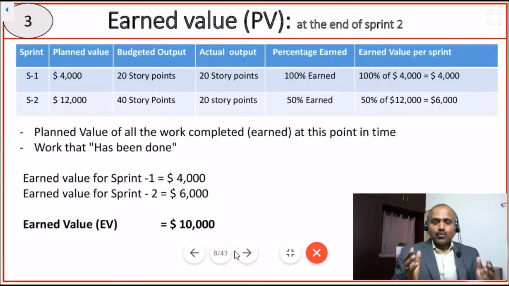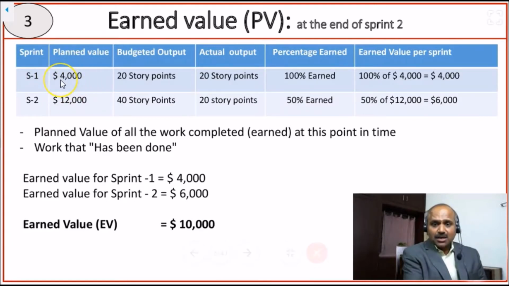The earned value. What is earned value? Earned value is the planned value of all the work completed or earned at this point in time, or work that has been done. For example, in sprint 1, we planned for $4,000 and we wanted 20 story points worth of work, and we got 20 story points worth of work. That means we completed 100% of the features. So the earned value is 100% of the planned value, which is $4,000.